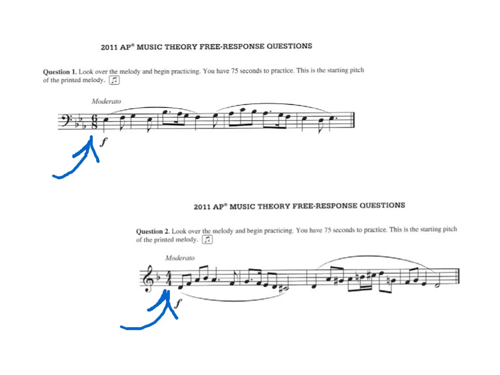The instructions will always be, look over the melody and begin practicing. You have 75 seconds to practice. This is the starting pitch of the printed melody, at which time you'll hear the starting pitch. You may pause the video at any time to practice these sight-singing examples.